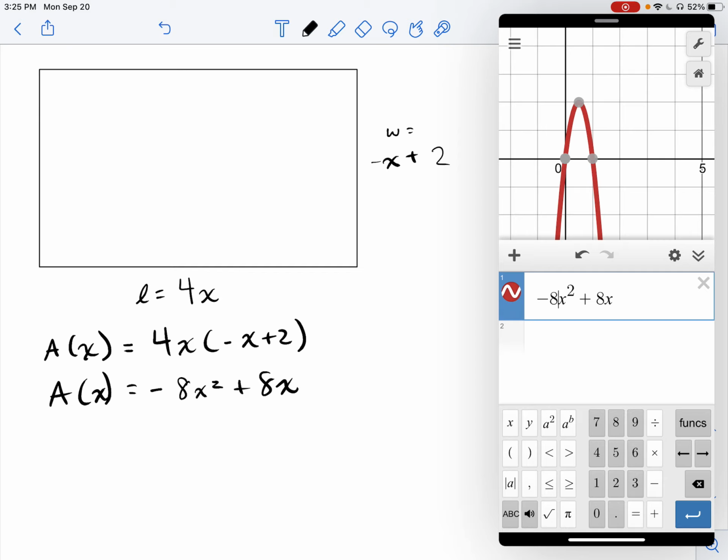Okay. Oh, you know what? I realized I made a mistake. This should have been negative 4x squared. I apologize. Sorry about that. Got a little ahead of myself. So it should be negative 4x squared plus 8x. All right, so I think we're all straightened out now.